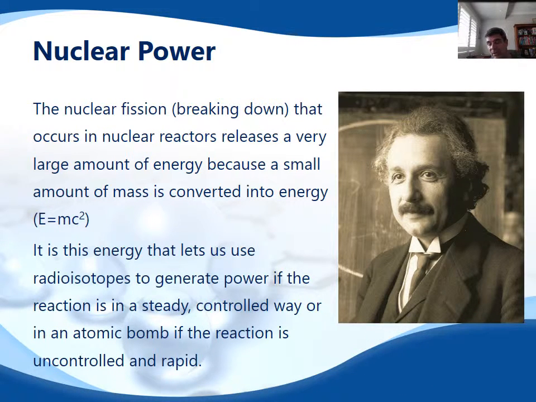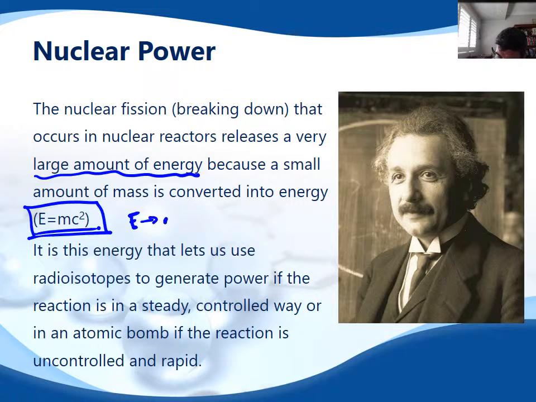The nuclear fission that occurs in nuclear reactors generates very large amounts of energy, and that is according to Einstein's probably most famous equation that everyone seems to know, E equals mc squared, which is the conversion of energy into mass or mass into energy. In this case, that's what we're interested in: converting that mass into the release of large amounts of energy.